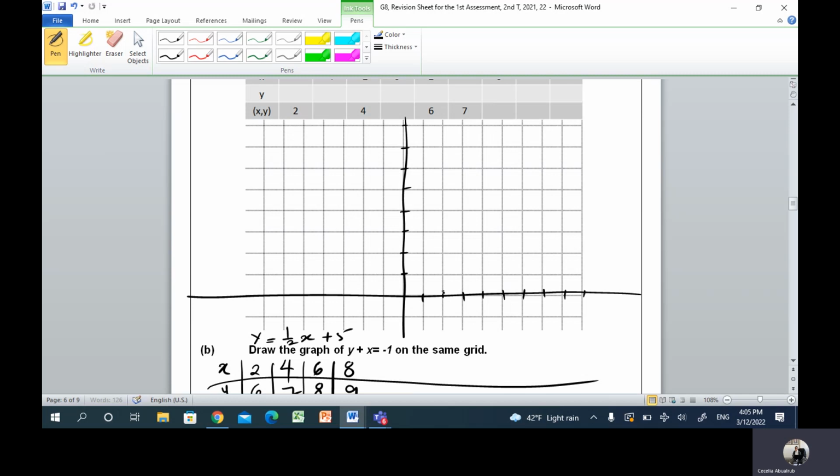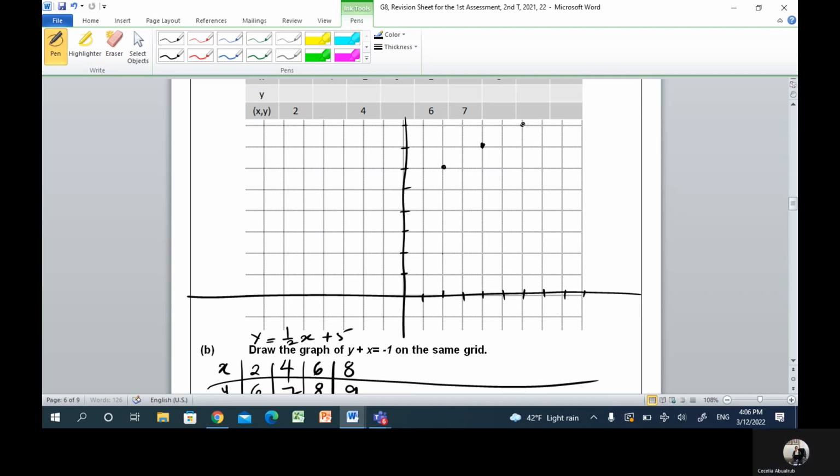So 2 and 6, this is the 2. 1, 2, 3, 4, 5, 6, and this is the plotting. And then 4, this is my 4, and then I have to go up to 7, and this is the second point. Of course, I can only choose 2 points, okay? And this is my 1, 2, 3, 4, 5, 6. This is the 6, and it's with the 8.